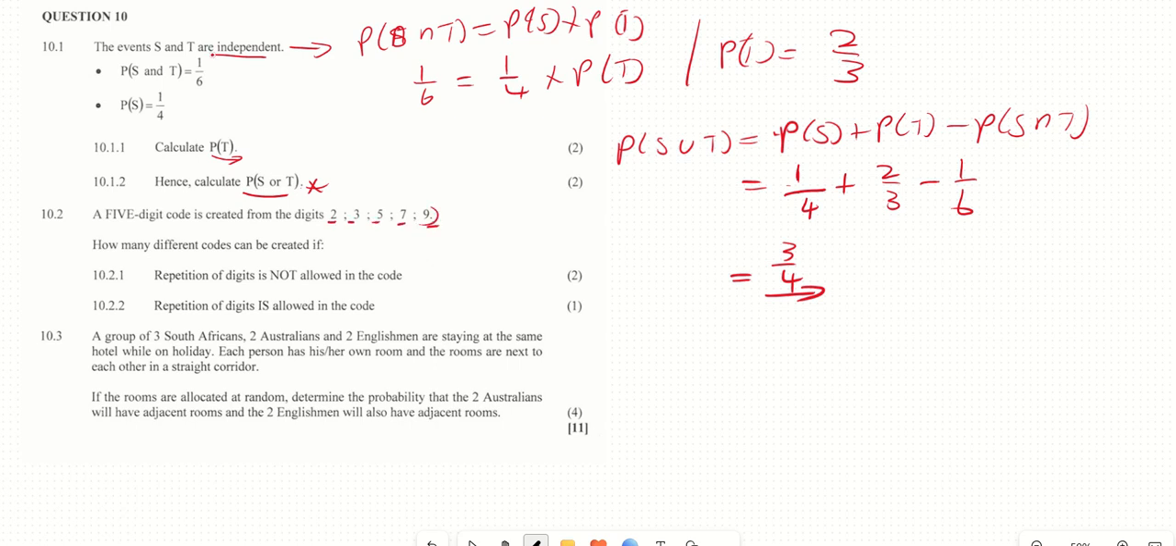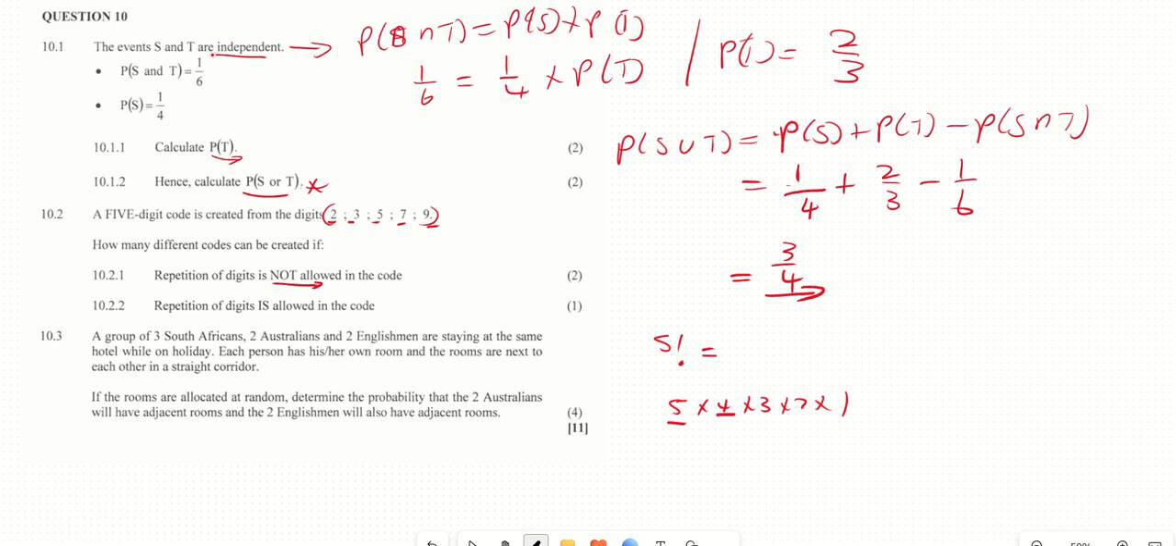Now 10.2: a 5-digit code is created from the digits 2, 3, 5, 7, 9. We see that we're given 5 digits. To create a 5-digit code, how many different codes can be created if repetition of digits is not allowed? Remember now, you choose a digit once. So choosing a digit once, it can mean that we're going to choose out of 5 factorial. Or we choose 5, we choose 4, we choose 3, we choose 2, we choose 1. Meaning that we choose out of all of them.